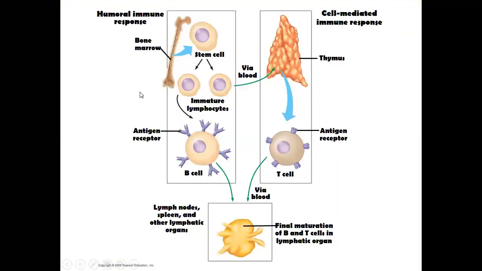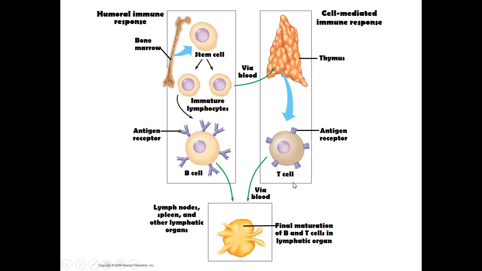Look at this figure. This is the production, from stem cells in the bone marrow, of immature lymphocytes, which means that they are non-mature. T lymphocytes go to the level of the thymus, which takes maturation and forms the antigen receptor. This is the T cell. And the B cell in the bone marrow matures and forms the antigen receptor. This is the B cell.